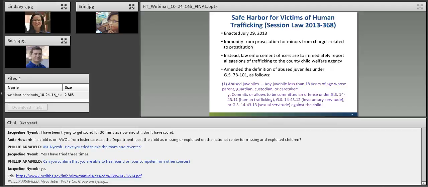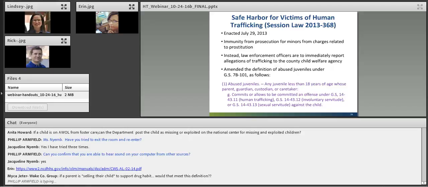Lindsey, was there anything else you wanted to add about safe harbor? Or are we going to cover that later on the next safe harbor? I think I'll talk about it a little bit later in the context of the pimping case we have.